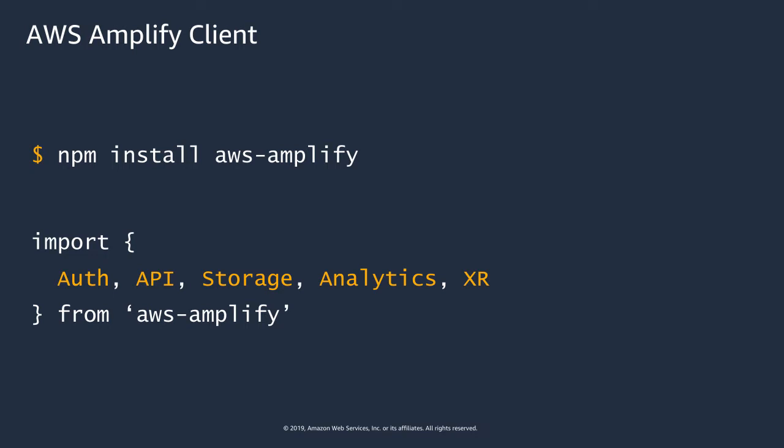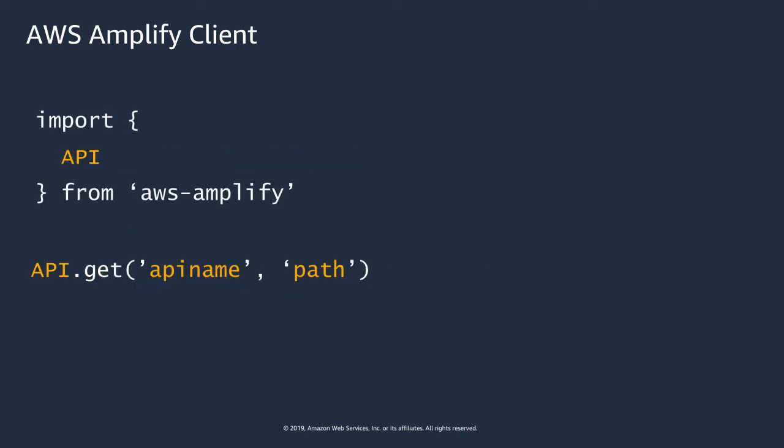Once you've installed the library, you have these different categories or classes that you can import. So for instance, here we have Auth, API, Storage. You just import these classes and then you can use them something like this. This is how it would look when we're working with API Gateway and the Lambda function. We import the API, we call API.get or API.post or put or delete. We pass in the name of the API, so this is like referencing the endpoint. So we don't have to type in HTTPS, some really long URL, and then the path that we want to hit.